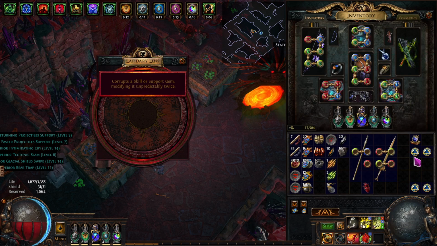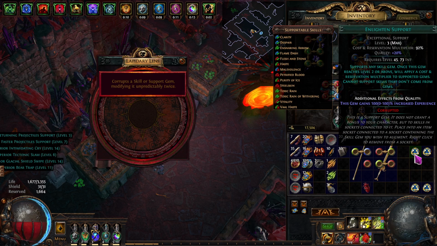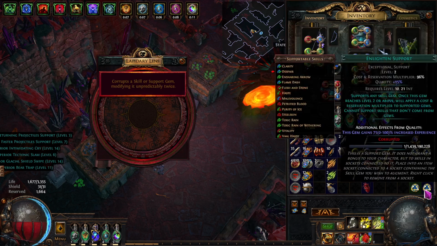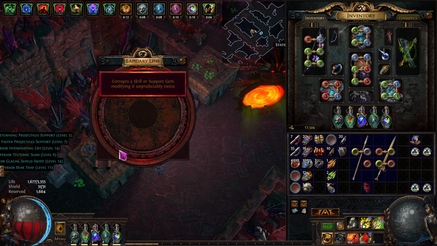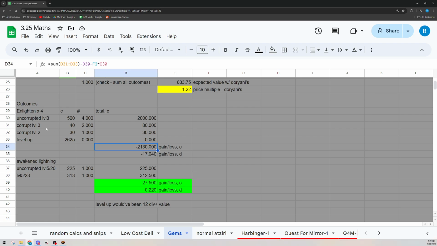The quality doesn't matter to people on these. That's just for leveling. So I had a big miss on this, and then the Awakened Lightning Pen, I made a little bit of money, but that's summarized here. So I had two there. Yeah, so I lost 16.8 div on the Enlightens, unfortunately. That includes the cost of the temples that I purchased.